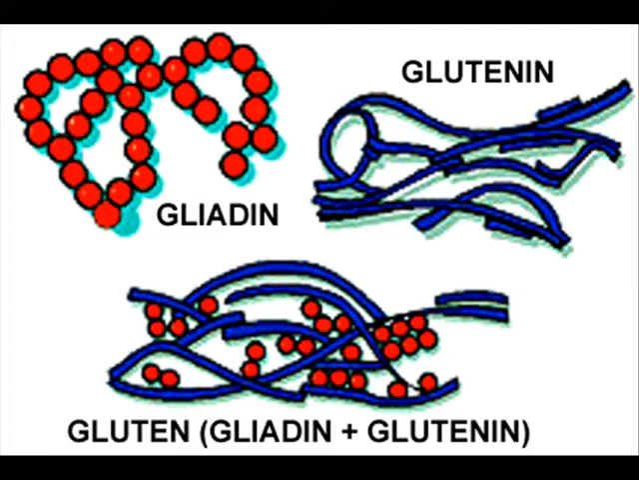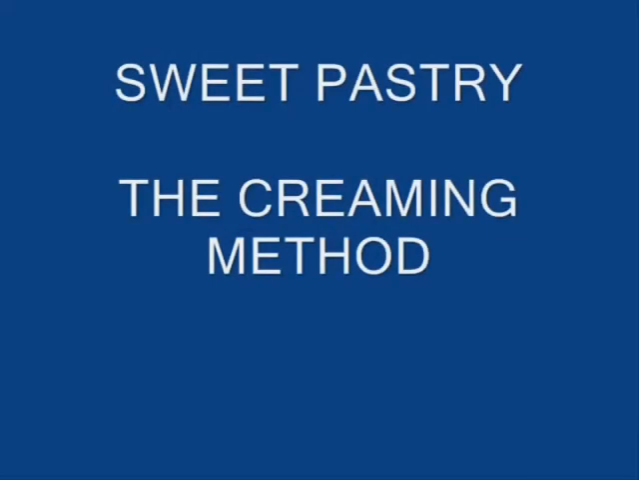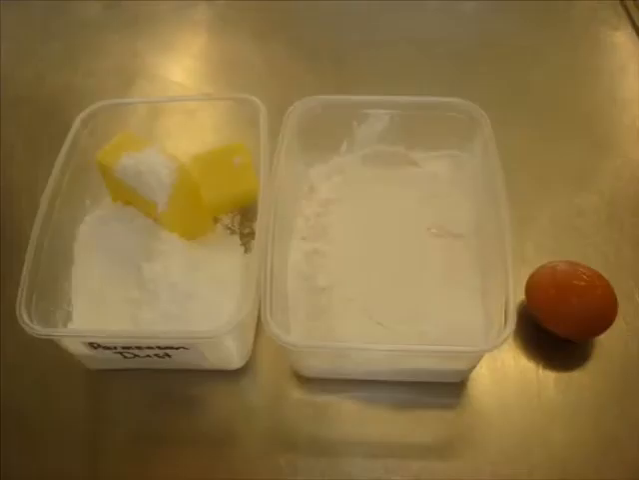Okay, so let's look at this in practice. Here we're going to show a wee clip on how to make sweet pastry. We're using the creaming method, so we're going to cream the butter and sugar in this process with an egg and then fold in the flour.